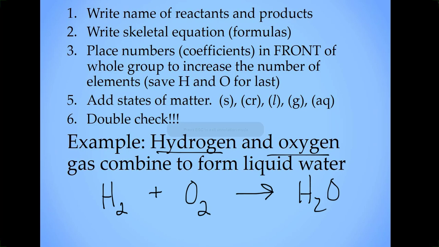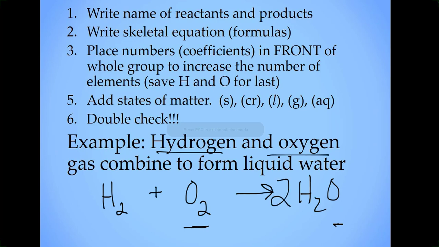The second step is to take note of elements on each side. So on this side I have 2 hydrogens, and on this side I have 2 hydrogens. So I'm good. I don't need to do anything there. Let's look at oxygens. On this side I have 2 oxygens, and this side I only have 1. Now I can't put a 2 there because I would have changed it to hydrogen peroxide, and that's not what we're forming. We're forming water.